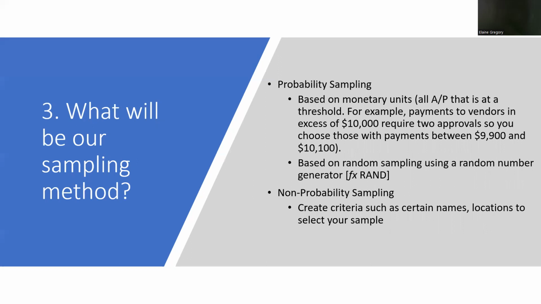You can also use that non-probability sampling, such as looking at certain names or locations to select your sample. Perhaps you are interested in finding out if there's the possibility that an employee is creating false accounts payable. Well, you might want to look at and compare employee addresses to addresses of your vendors or your suppliers.